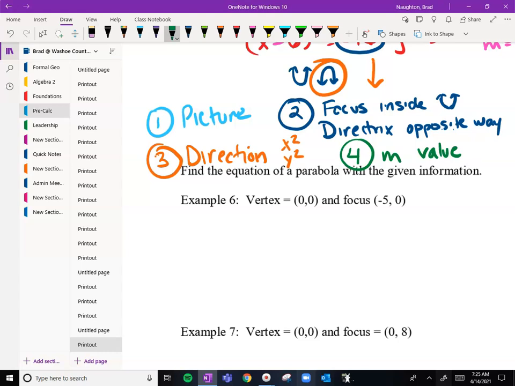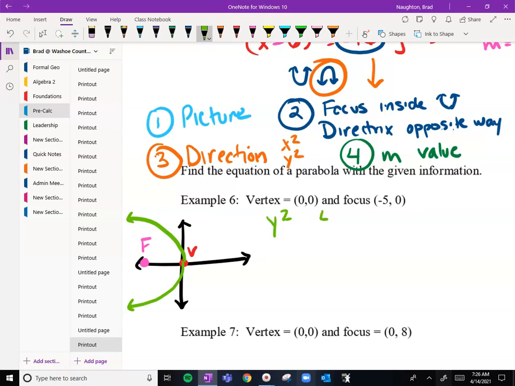So, ladies and gentlemen, boys and girls, let's start by making a nice little picture here, and then we're going to see where we're going to end up. So our vertex here is at the center. That doesn't give us a whole lot of information, so I'm just going to put a V right here. And then it says my focus, which is very important, is at -5, 0. So that's going to be right there, which tells us that the parabola is going this way. And if the parabola is going that way, we know it's a y squared, and we know our 4m is negative. So all from knowing where that focus is. So that's going to be crucial, okay?